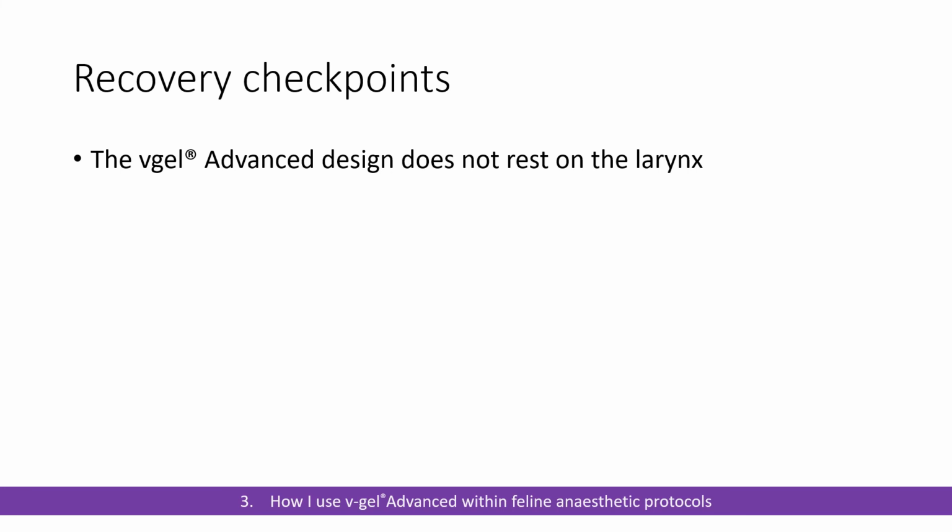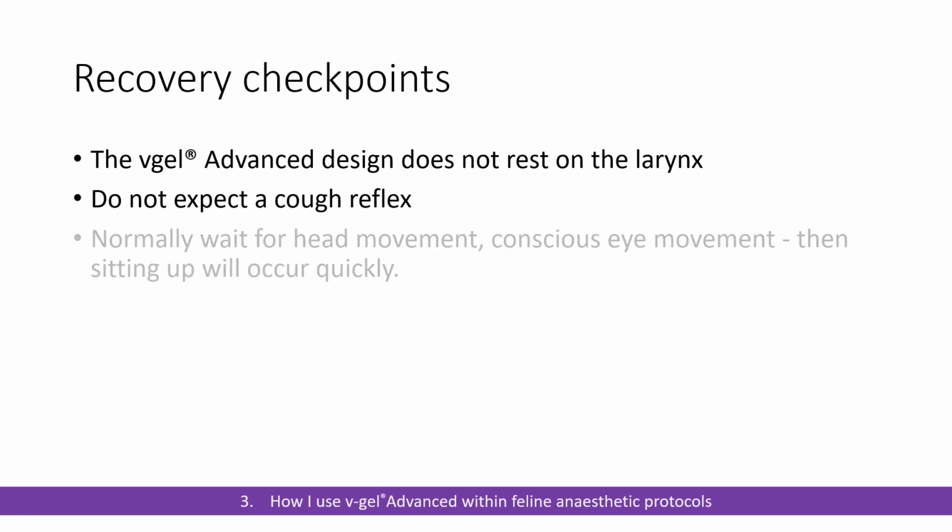So, recovery from a V-gel anaesthetic. Well, as you saw in that earlier video, the V-gel advanced design does not rest on the larynx. That seal wraps around the laryngeal framework. And that means that you get a difference in recovery. Certainly from what you were used to with an endotracheal tube, it's broadly similar to what we've experienced with the original V-gels. Don't expect a cough reflex. In my experience, that's quite uncommon.